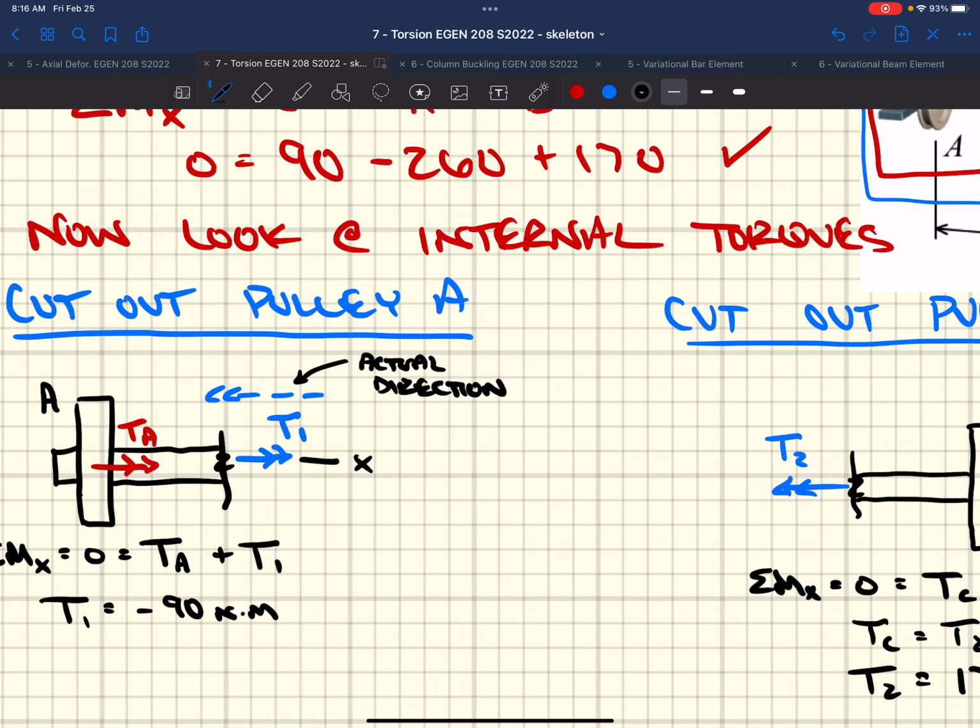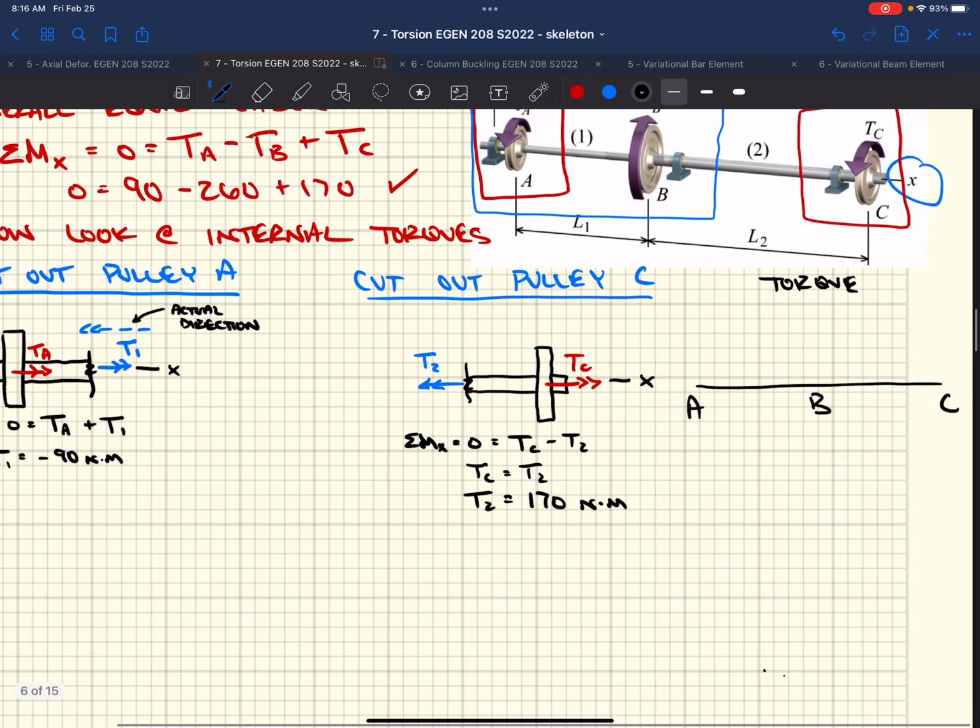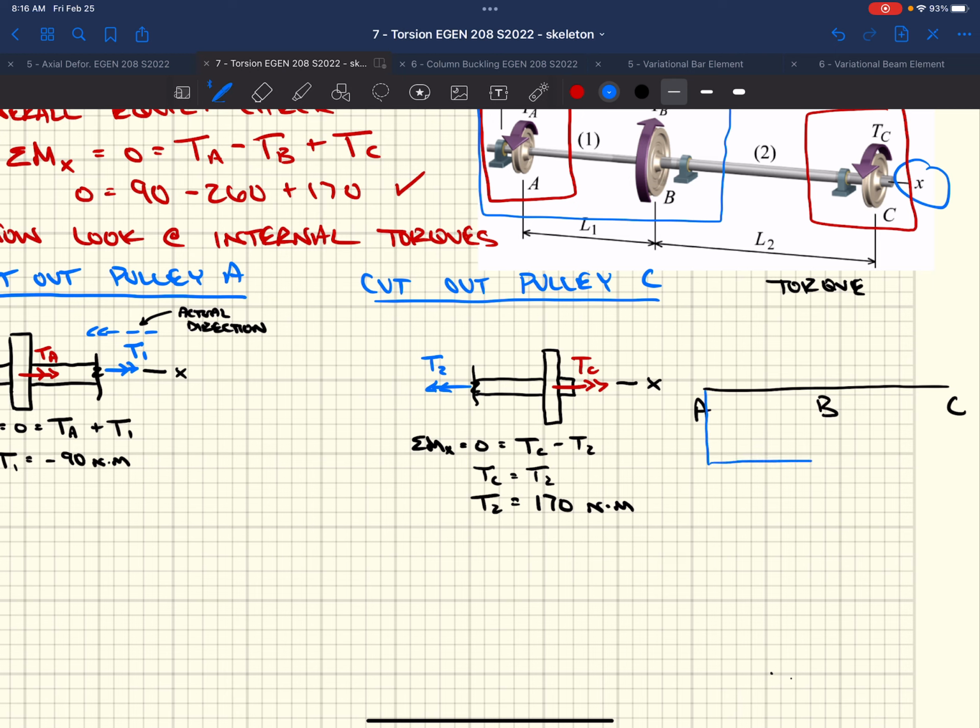So if we draw a torque diagram, it's going to do something like that, right? Negative 90 Newton meters. And the reason why it's negative is because the vector arrow is pointing towards the cut cross section. When we get to the pulley at C, or the shaft 2 that's going between B and C, if we were to make any cut along this entire shaft, the torque vector arrow is always going to be pointing away from the surface. So this is considered a positive torque.